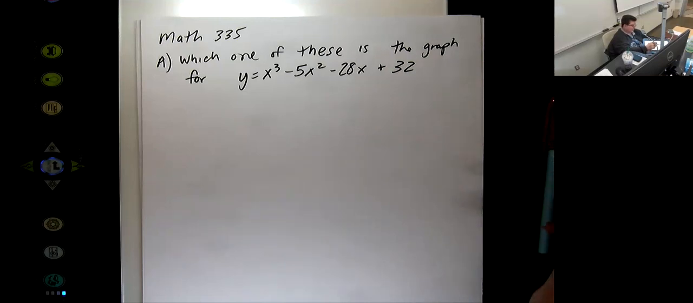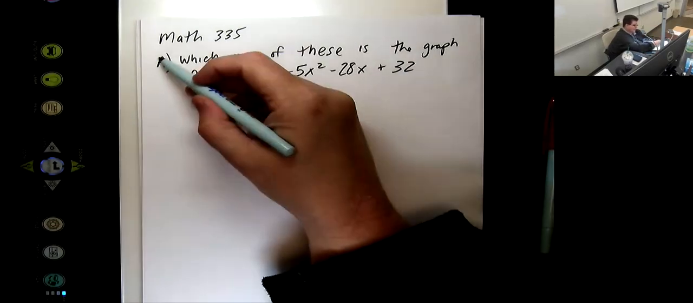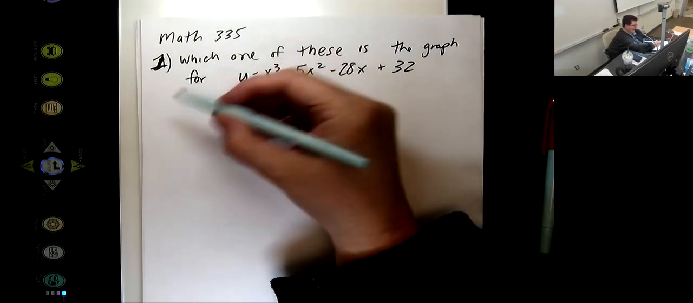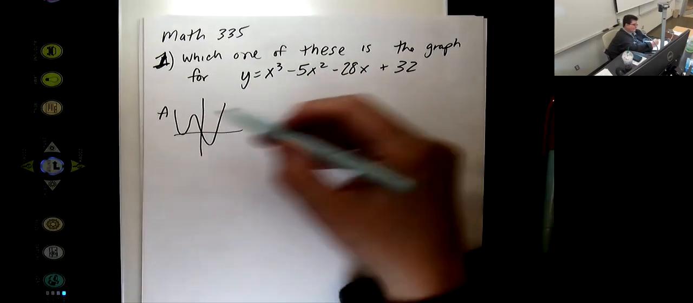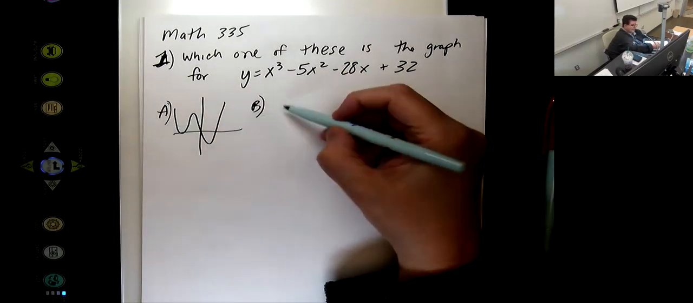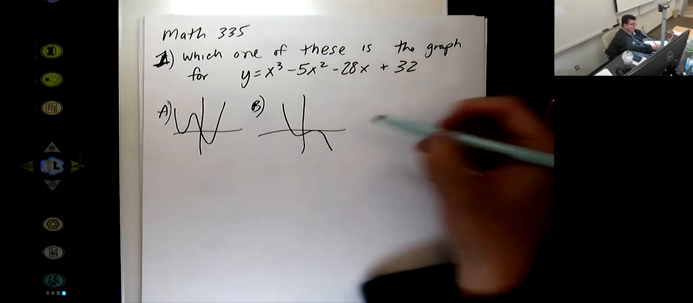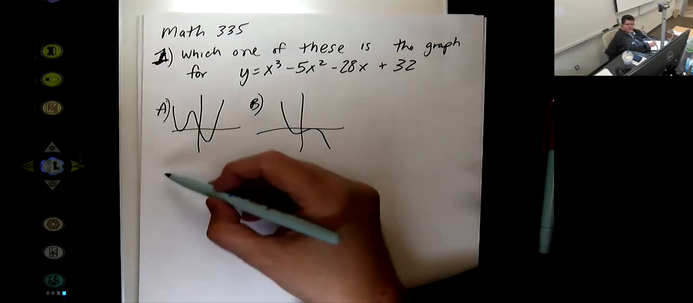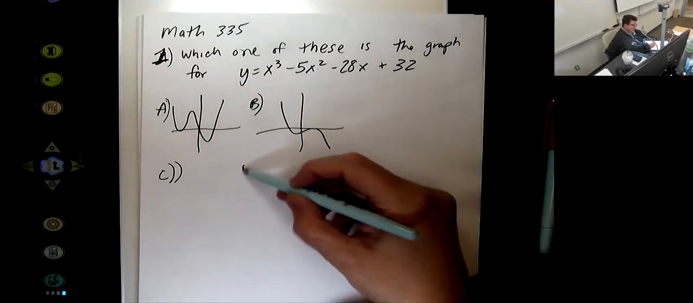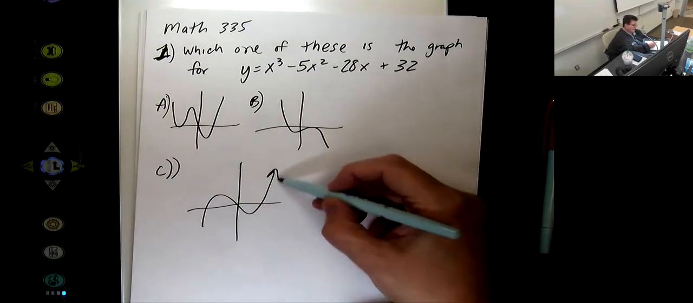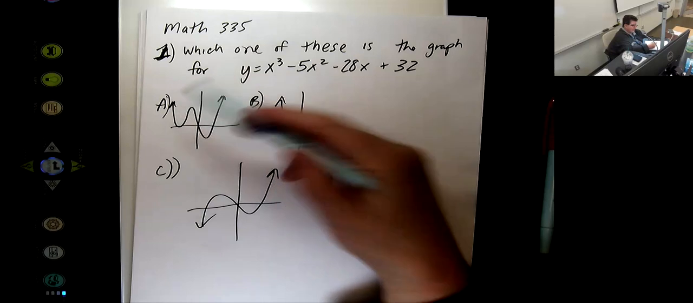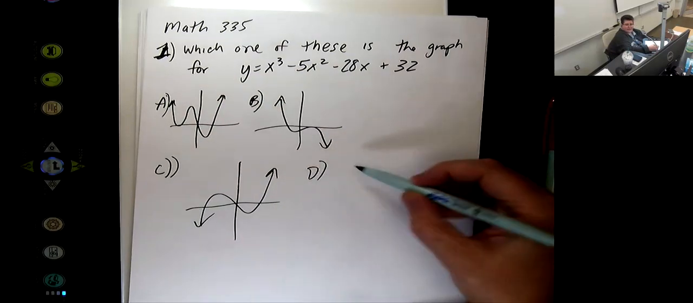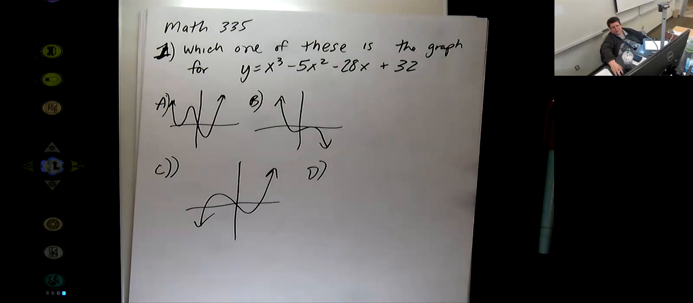Okay, so there's a bunch of different graphs. Maybe I should put question 1. A does something like this. There's a wiggle like that. B has something like this. C has something like this. And D has, let me zoom in on this.